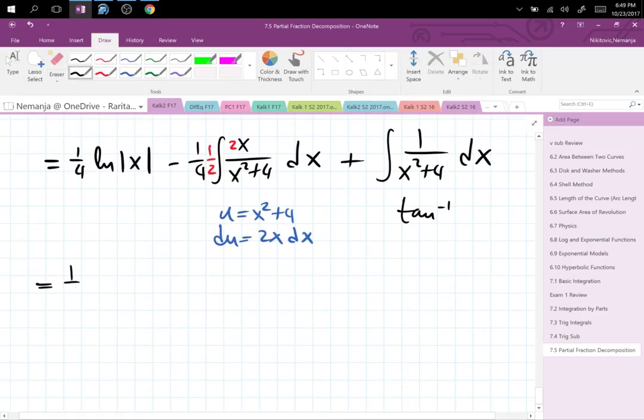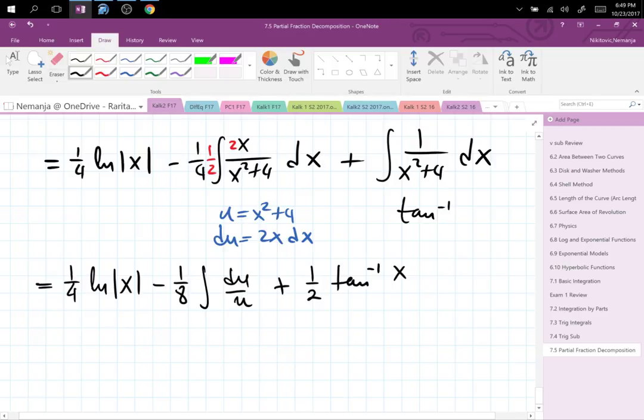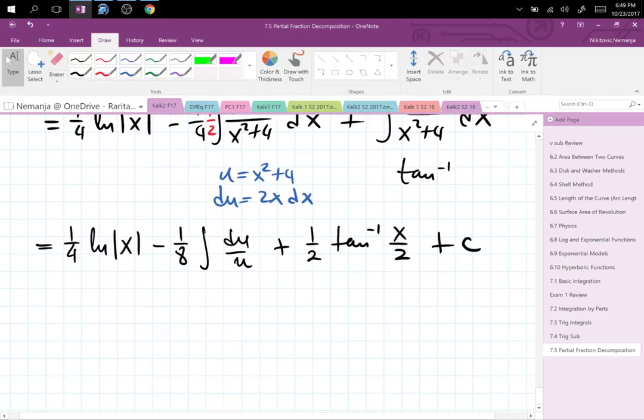So 1/4 ln x minus 1 over 8 integral of du over u plus 1/2 inverse tangent of x over 2 plus c. I still have to integrate the one in the middle.